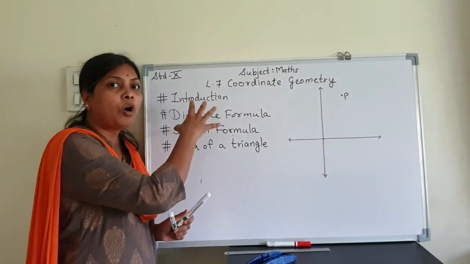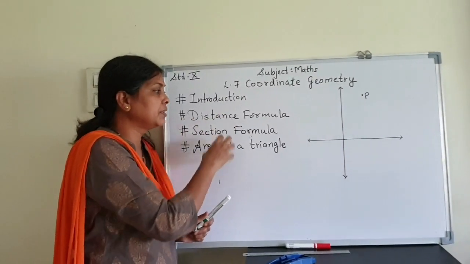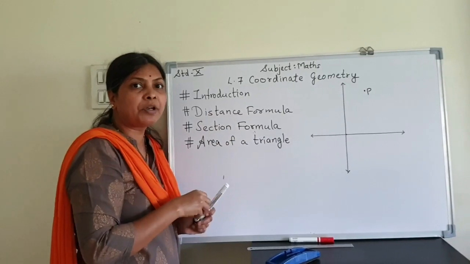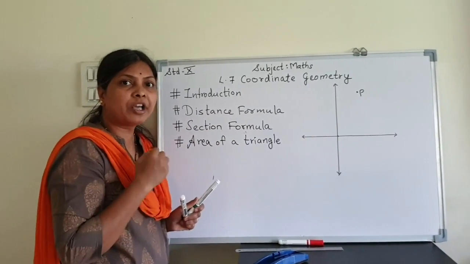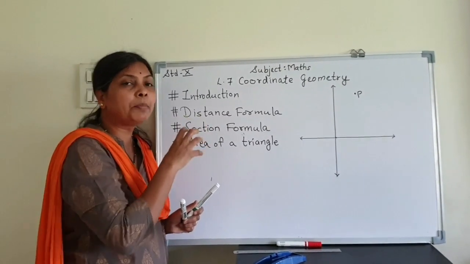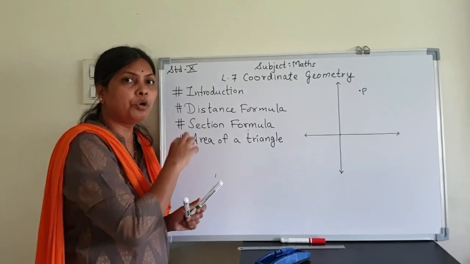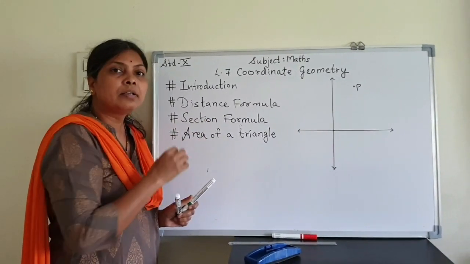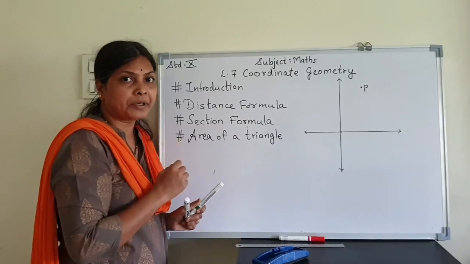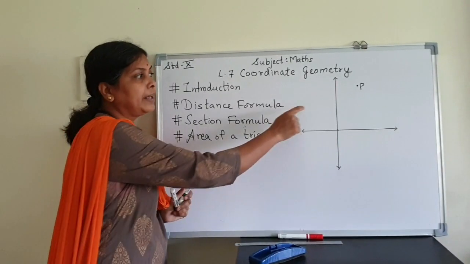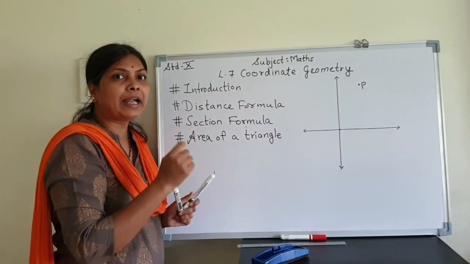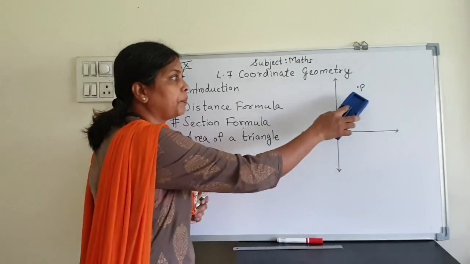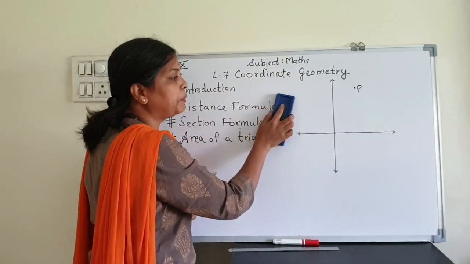Now one more thing, for all these sums, for drawing the graph and all, you need to have your graph paper ready so that you can plot the points and show the distance and sections through graph paper. So let's start our example here, that is, locate the position of point P.